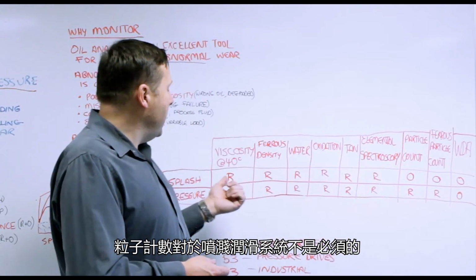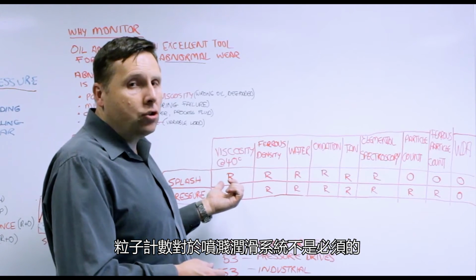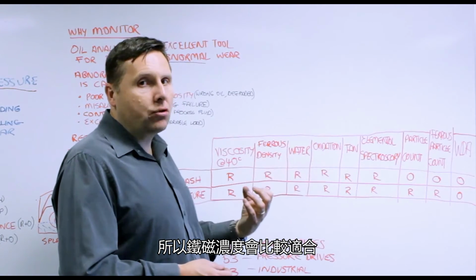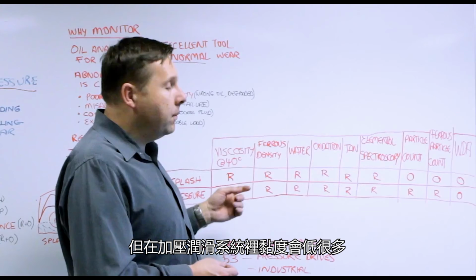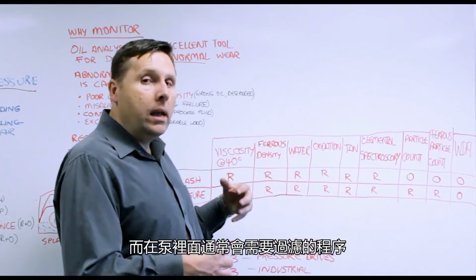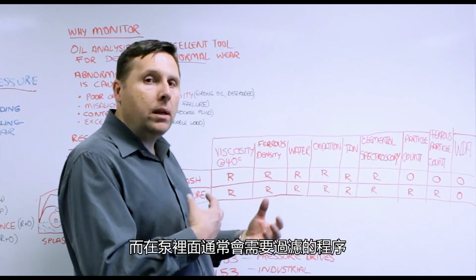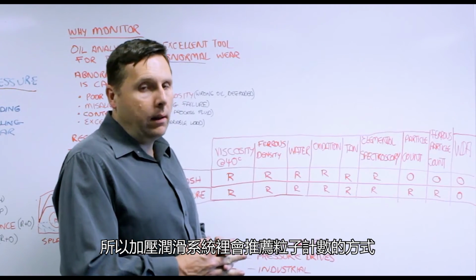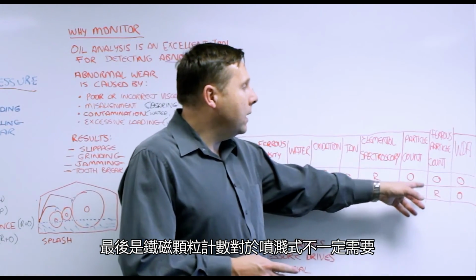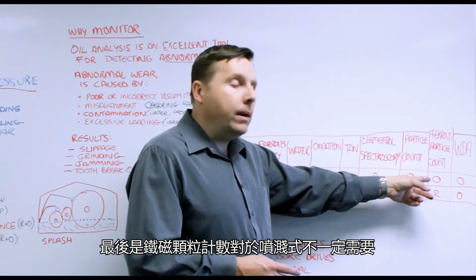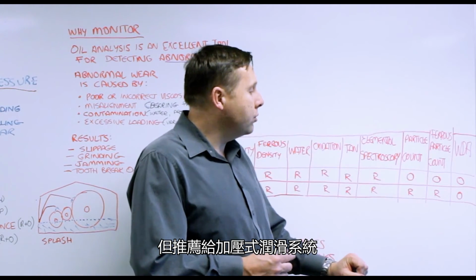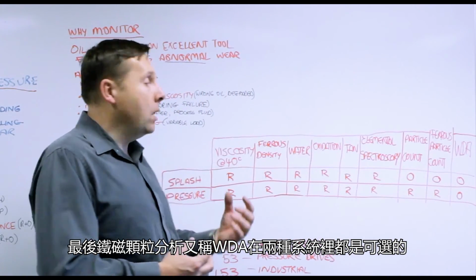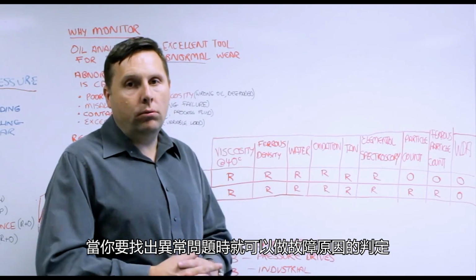Particle count we say is optional for splash lubrication systems. They're usually high viscosity, above an ISO 320. So ferrous density is a great screening tool. But if you have pressure lubricated systems, the viscosity is much lower, and it's usually filtered, because it's needed for filtration for the pump. So therefore we recommend particle count on a pressure lubricated system. And finally, ferrous particle count, optional on splash, recommended for pressure systems, and wear debris analysis, or WDA, should be an optional requirement when you identify a problem occurring and you want to do root cause diagnostics.